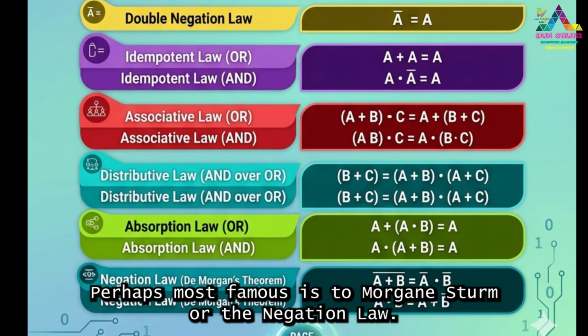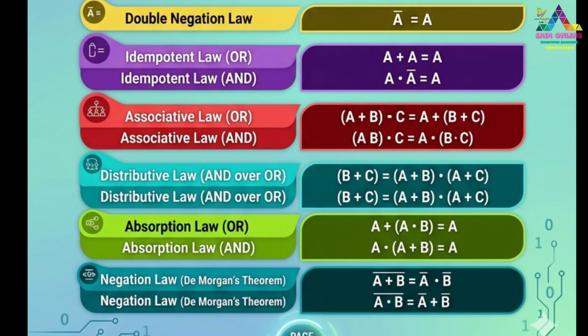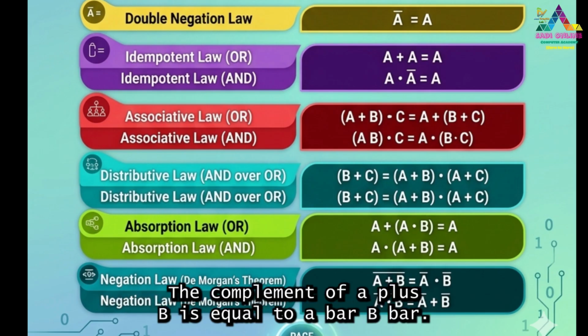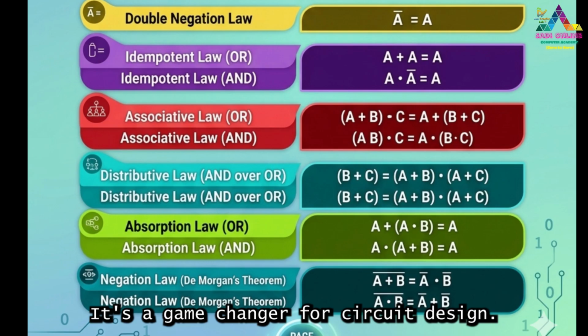Perhaps most famous is De Morgan's theorem, or the negation law. It shows us how to break a NOT bar over a group. The complement of (a + b) is equal to a bar . b bar. It's a game changer for circuit design.